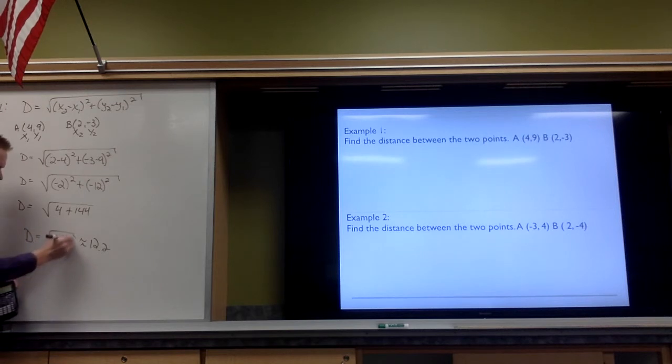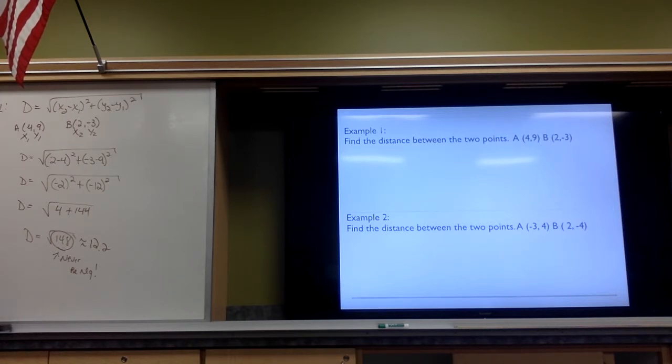This number that's underneath will never be negative. One thing I want you to remember, square root is always associated with some sort of distance that you're talking about. And you can't have negative distance. So if you get a negative number underneath here, and you're not catching that, and you blindly put it in your calculator, it's going to come up as an error.